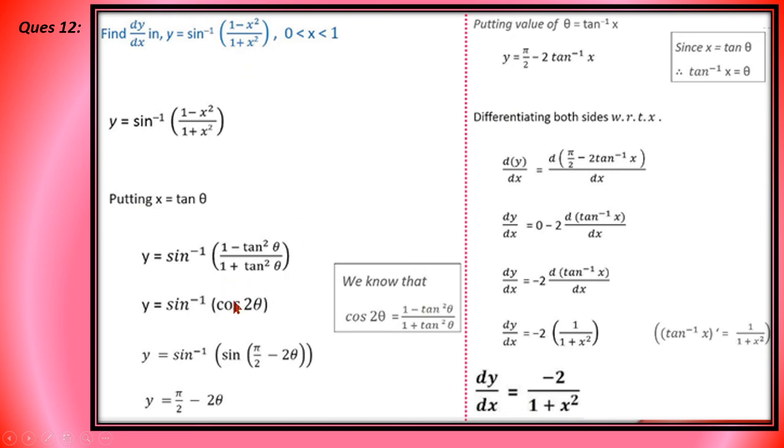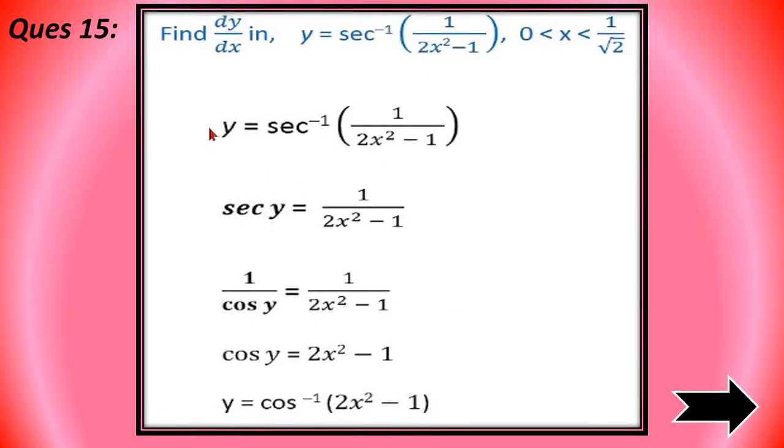help us. We will get cos 2 theta, which can be written as sin of pi by 2 minus theta, and sin inverse cancels, y equal to pi by 2 minus 2 theta. Put the value of theta now, pi by 2 minus 2 tan inverse x. Now differentiate at this step. Derivative of pi by 2, which is a constant, will be 0, minus 2, and what is the derivative of tan inverse x? That is 1 upon 1 plus x square. This is the answer.